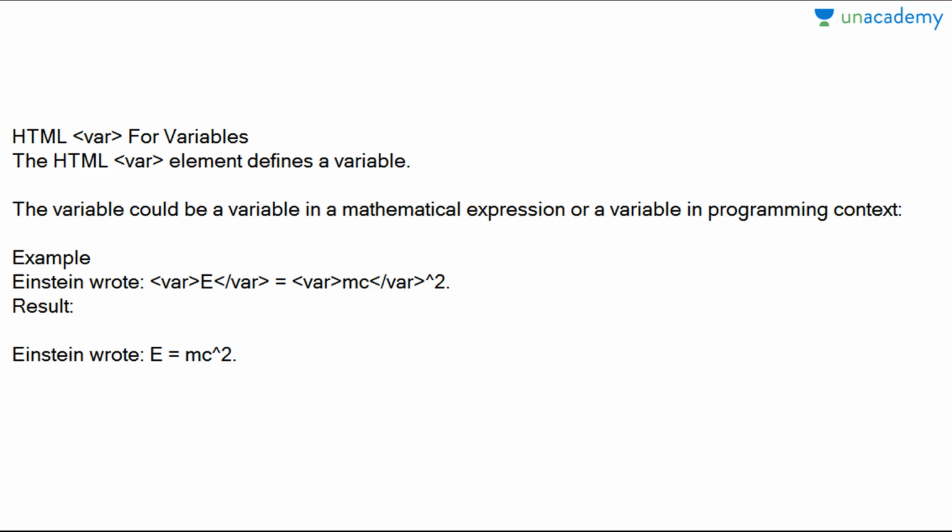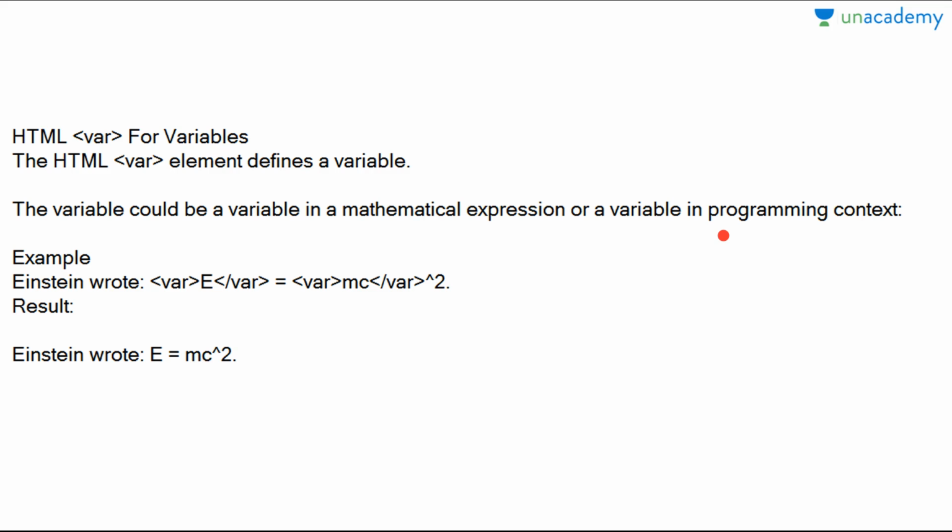A variable can be a mathematical expression, or a variable can be in a programming context. In a mathematical expression we use variables like var x equals xyz, or in programming we give names to the variables, like z equals any other name of a person. We have stored the data about the person. Variables are basically used to store data about a person. We have used this in many programming languages also.